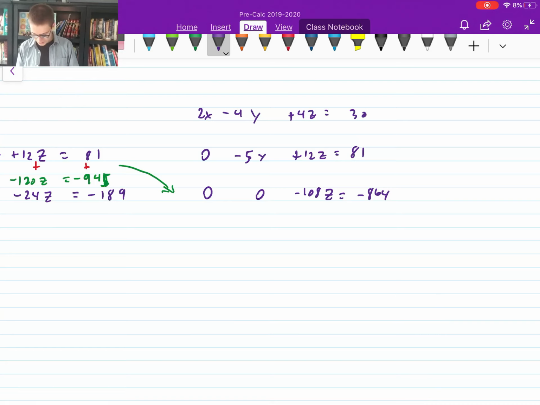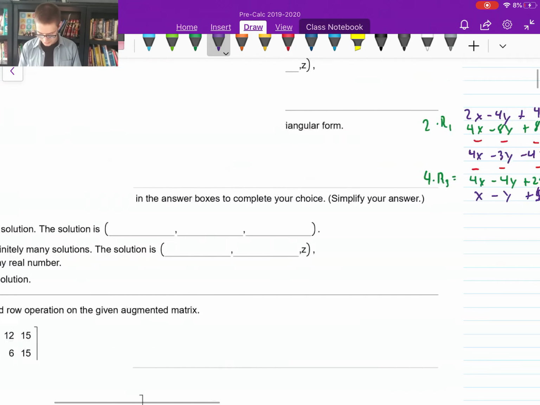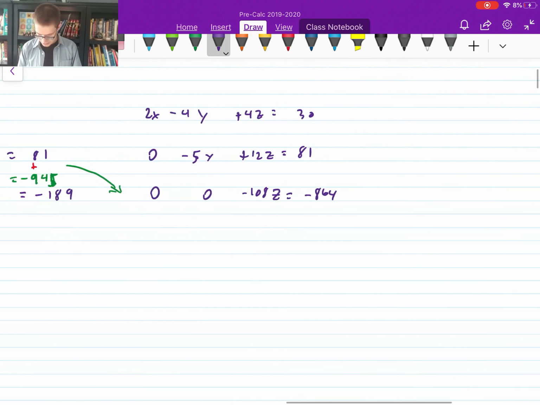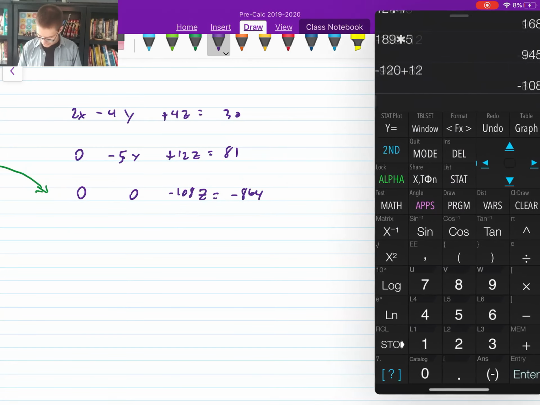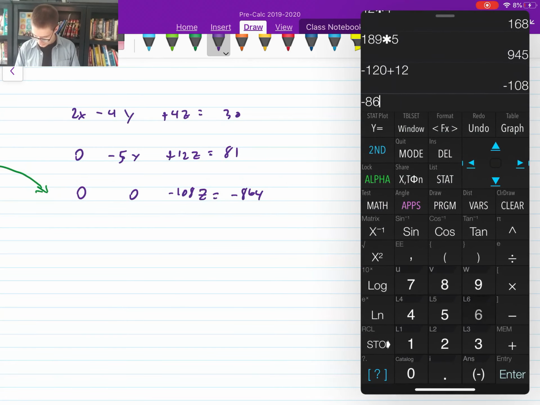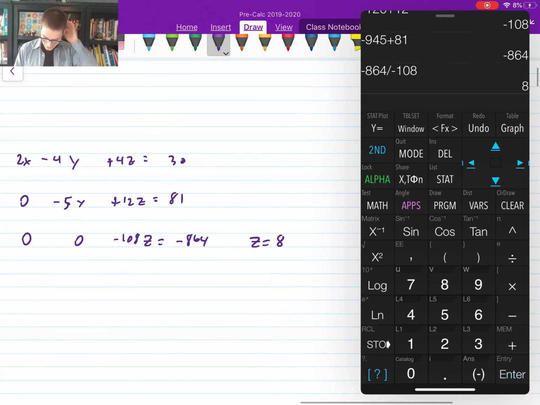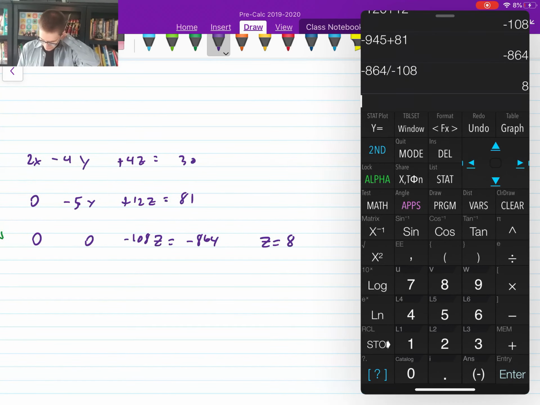So I'll do negative 108z equals 864. So I'm going to go ahead and solve that. Let me make sure that's what we're trying to do. Yeah, we're in triangular form. So we can just go ahead and solve for z. So let's see, negative 864 divided by negative 108. That gives us 8. Clean number. That looks right. Good, good. So z equals 8.